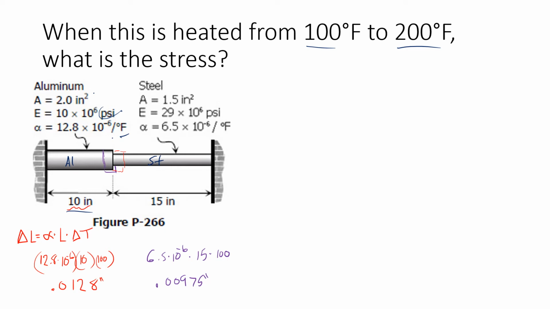Now, when we're talking about our strains, remember, they come from a delta L. So something we know is that the delta L for aluminum from strain, we'll call this strain, plus the delta L from steel from strain is going to equal the delta L from aluminum plus the delta L from steel from thermal. Okay, here's what's happening here.